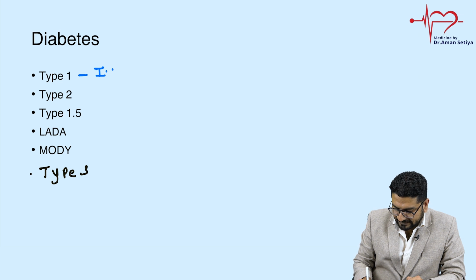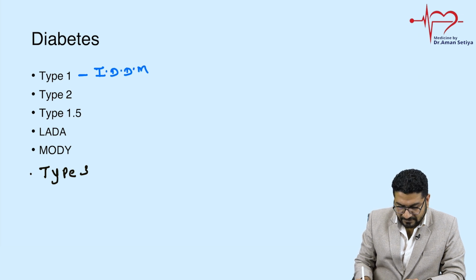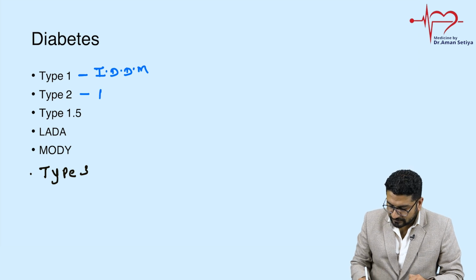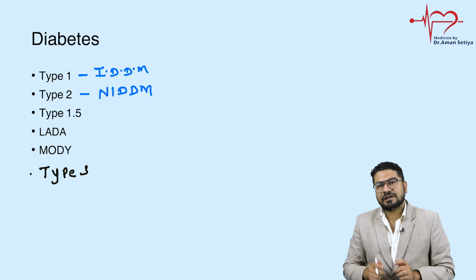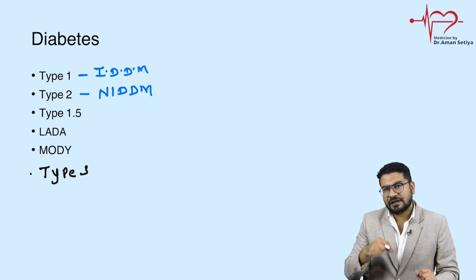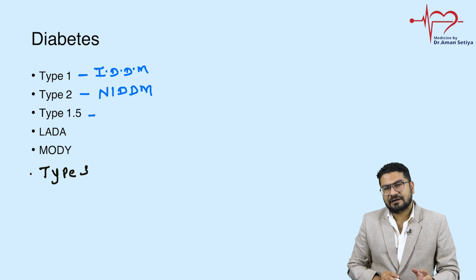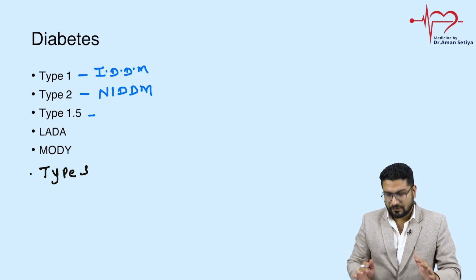Called insulin dependent diabetes mellitus, means here treatment is only insulin. Then a second type is non-insulin dependent, we call this NIDDM. Non-insulin means here first you will give OHA. If it is not controlled on OHA, then you will give insulin. Type 1.5 is a type of diabetes which is a mixed form.